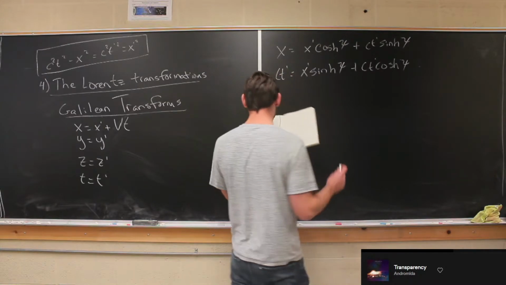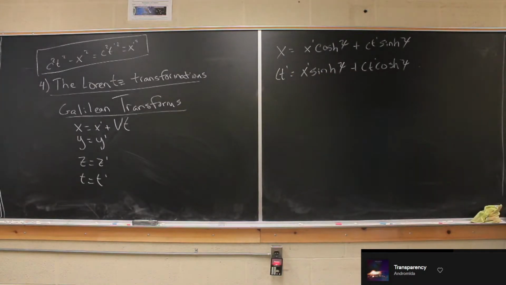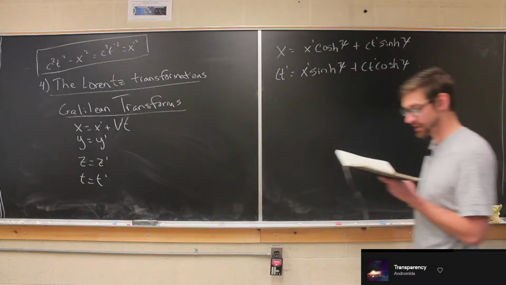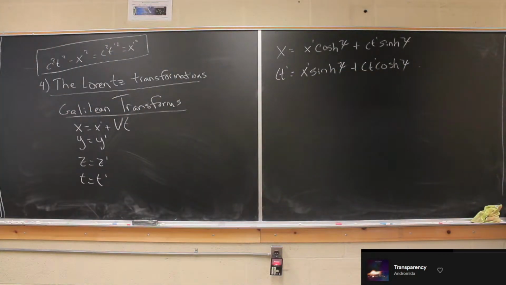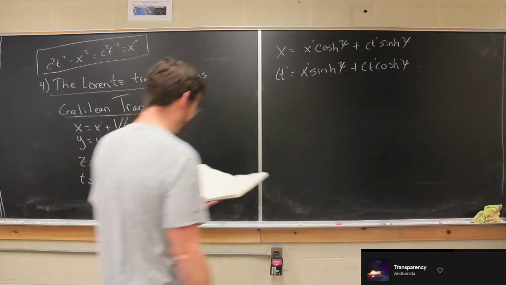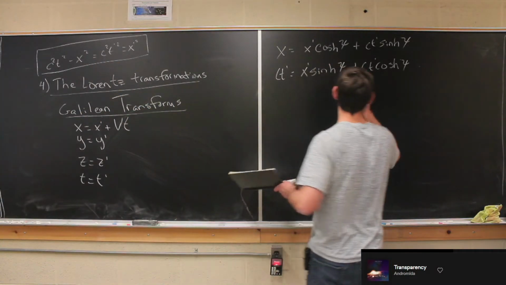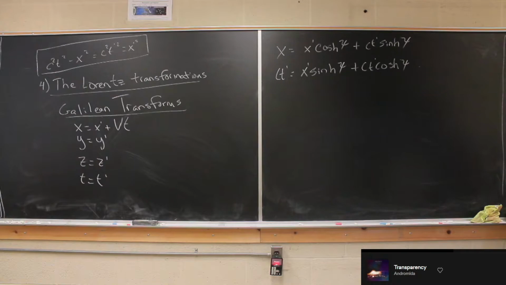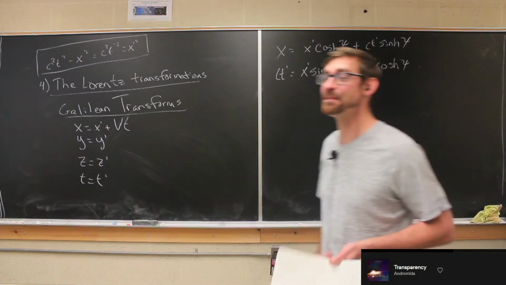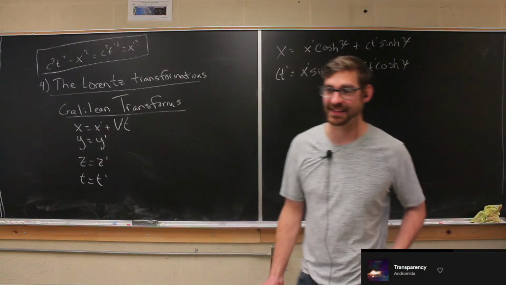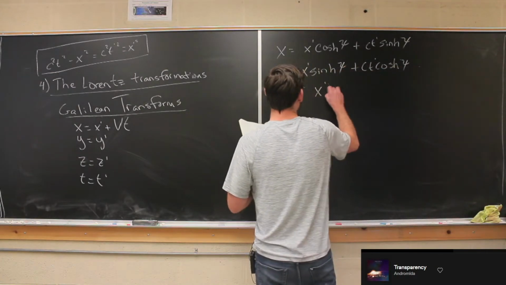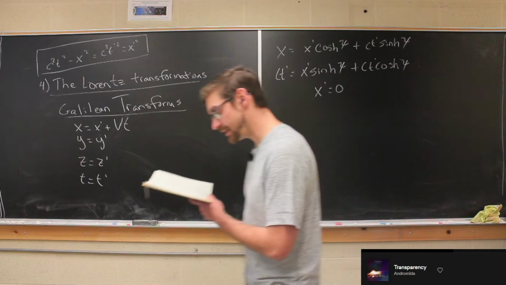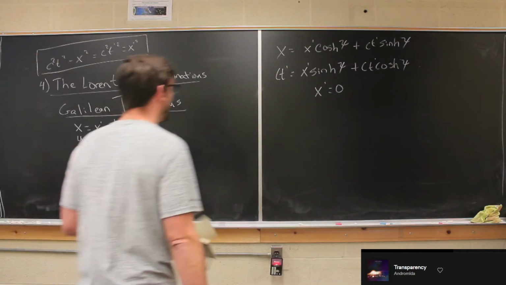Now, again, we want the invariance of the interval to be true. So if we consider K prime to be moving in K, where K is the rest frame, then we're going to be concerning ourselves with the K prime origin as the thing that's moving. So we can set x prime equal to 0, and now we can simplify our equations here.